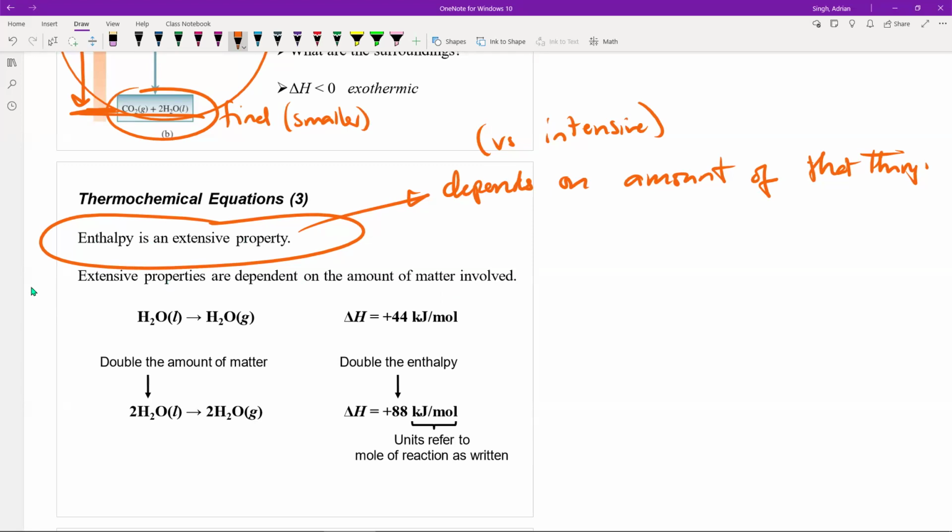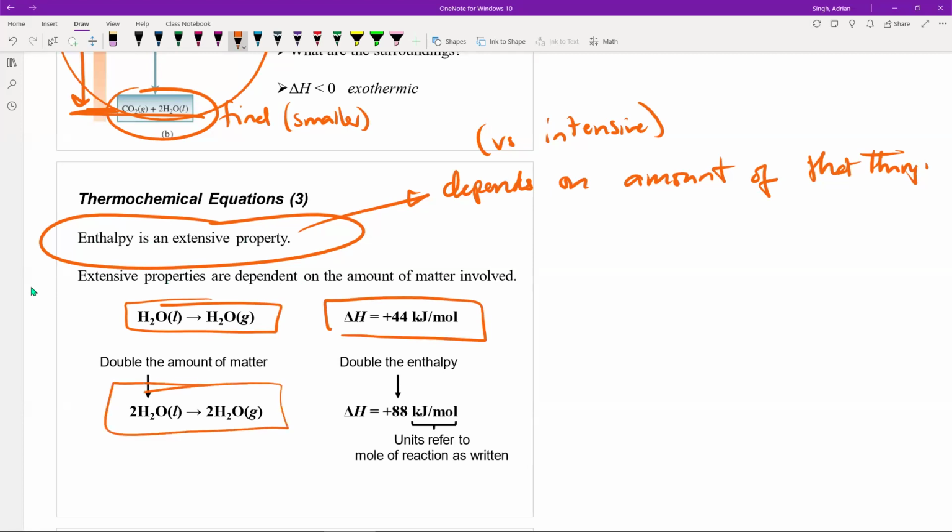So for example, if we have the conversion of liquid water into water vapor, that is an endothermic process. It requires 44 kilojoules per mole. If I have 2 moles of liquid water, when I convert 2 moles to water vapor, it actually takes twice as much energy. And if you think about that, that is going to make sense. You have more of it, it's going to require more energy to vaporize it into the gas phase. So enthalpy is extensive, and that's important. It depends on the amount. We're going to tie that into some equations down the road.